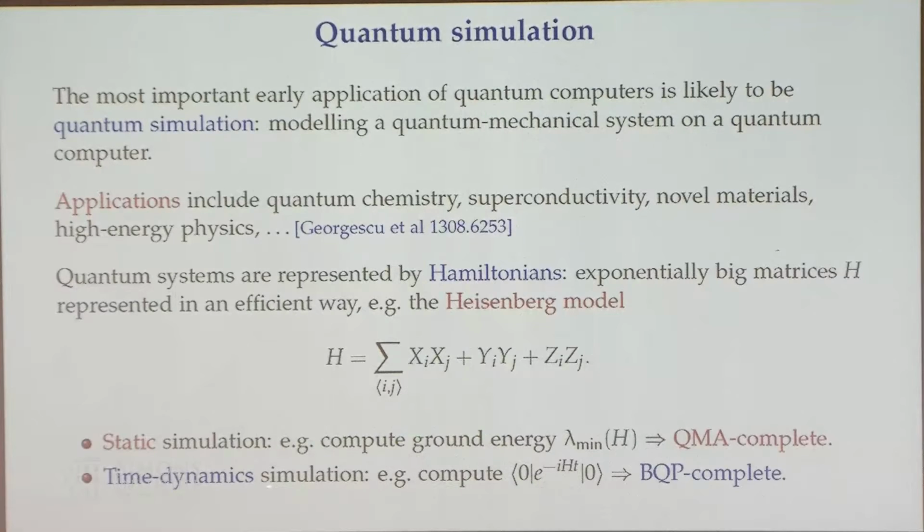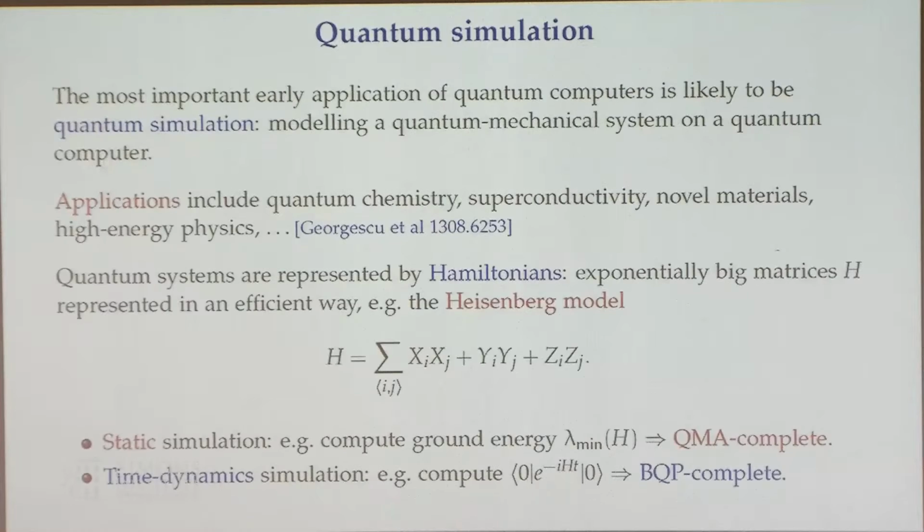We could also consider simulation of the time dynamics of a quantum system. For example, we might want to compute e to the minus iHt, which corresponds to time evolving according to Hamiltonian H for time t, and compute a particular entry of this matrix, again up to perhaps inverse polynomial accuracy in the system size. And this problem is BQP complete. This means that you can do it with a quantum computer efficiently, and in fact, anything that you can do with a quantum computer is reducible to this problem. So it's interesting that you've got this dichotomy between these two problems.